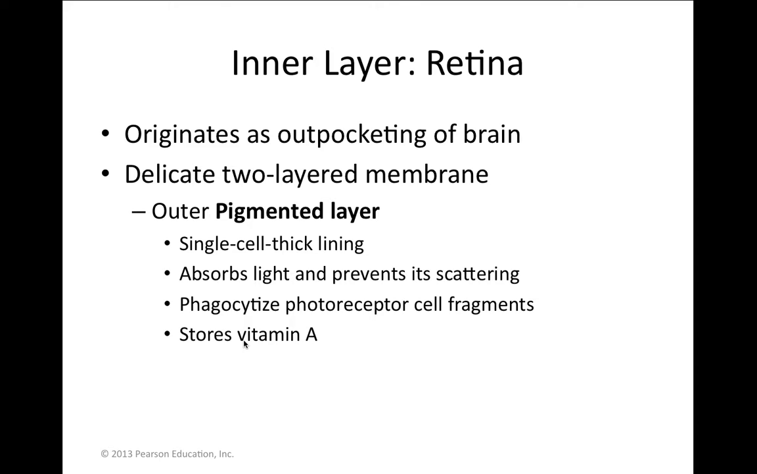When it is pigmented, it means it absorbs light, and it phagocytizes the cell fragments so that they do not disrupt the image that is coming into the eye. This layer also stores vitamin A, and vitamin A is vital to vision. If you do not have vitamin A in your diet, it can affect and distort your visual fields. A lack of vitamin A can lead to night blindness and other issues. So make sure that you're getting your fruits and vegetables that contain vitamin A.